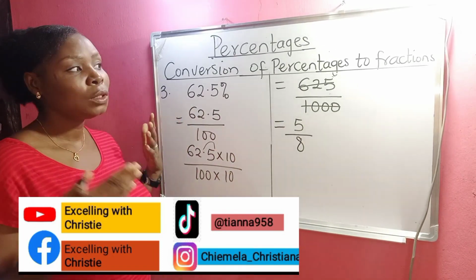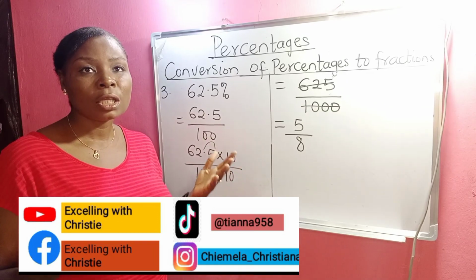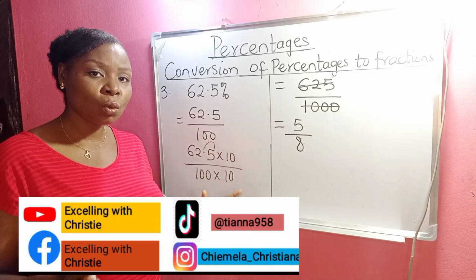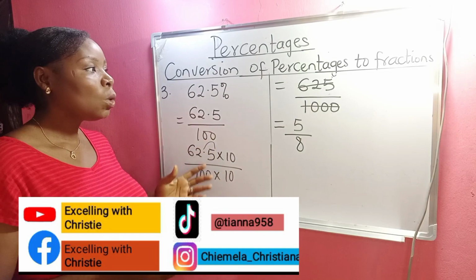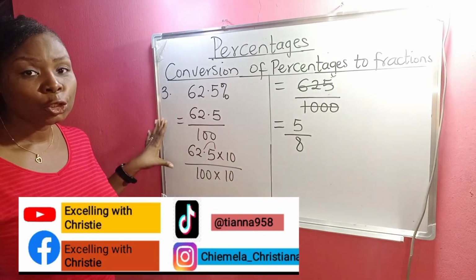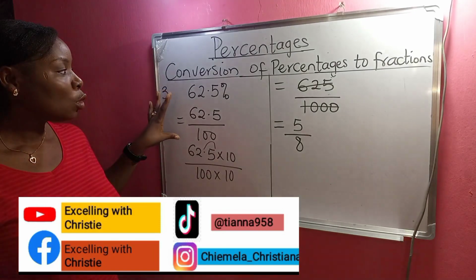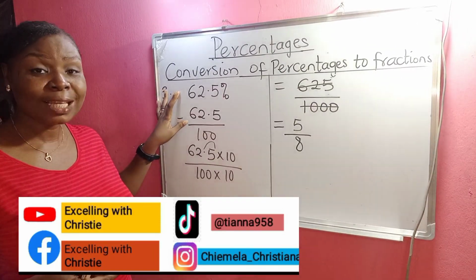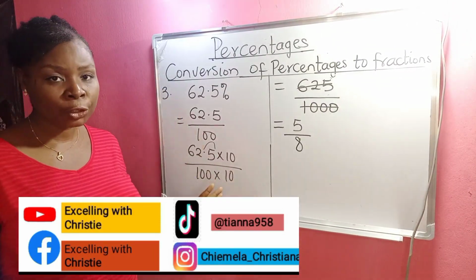Our first example is a type of fraction that is a whole number but not quite divisible easily. The second one was a whole number and we were able to divide. This third one shows you how to convert a percentage, which is a decimal number, into a fraction.